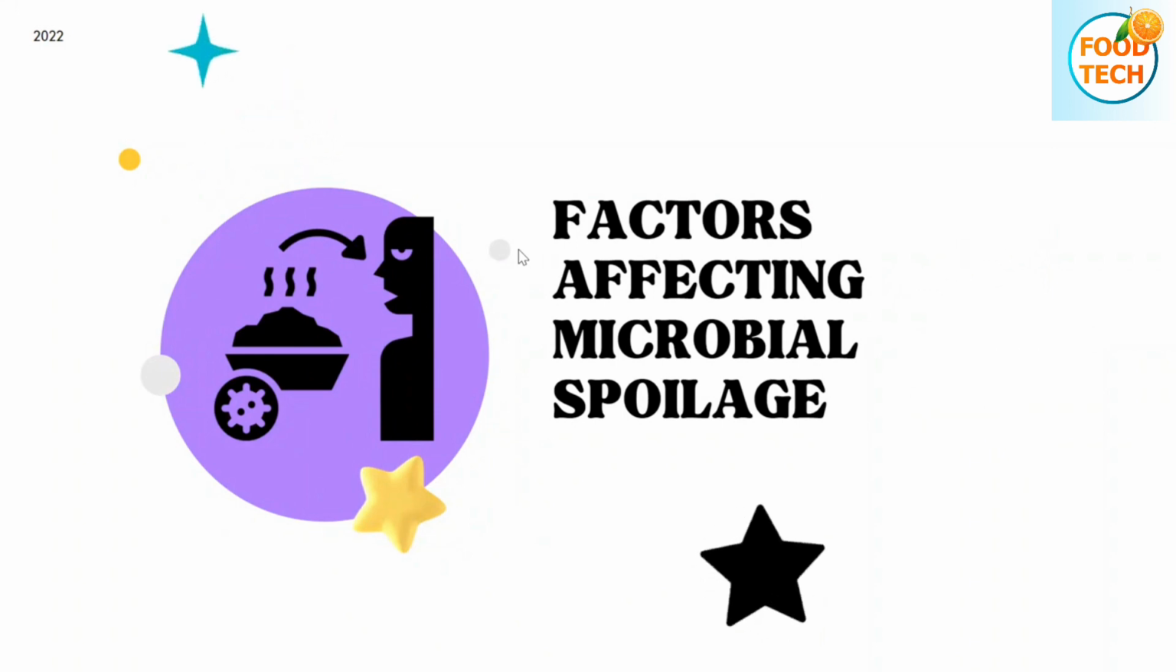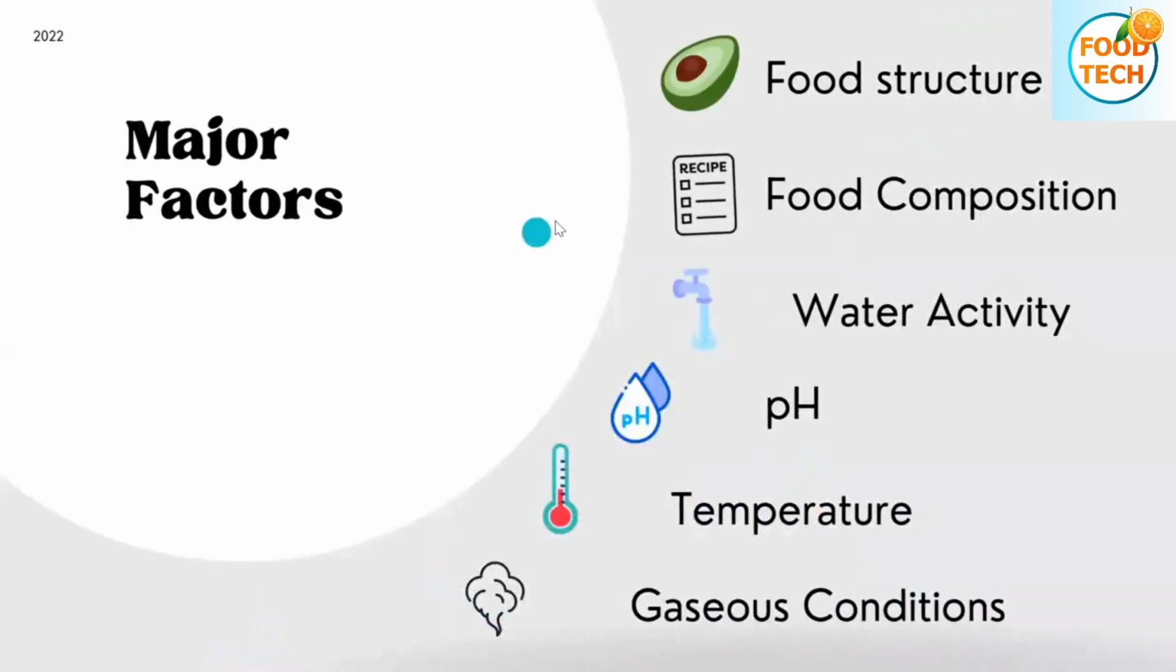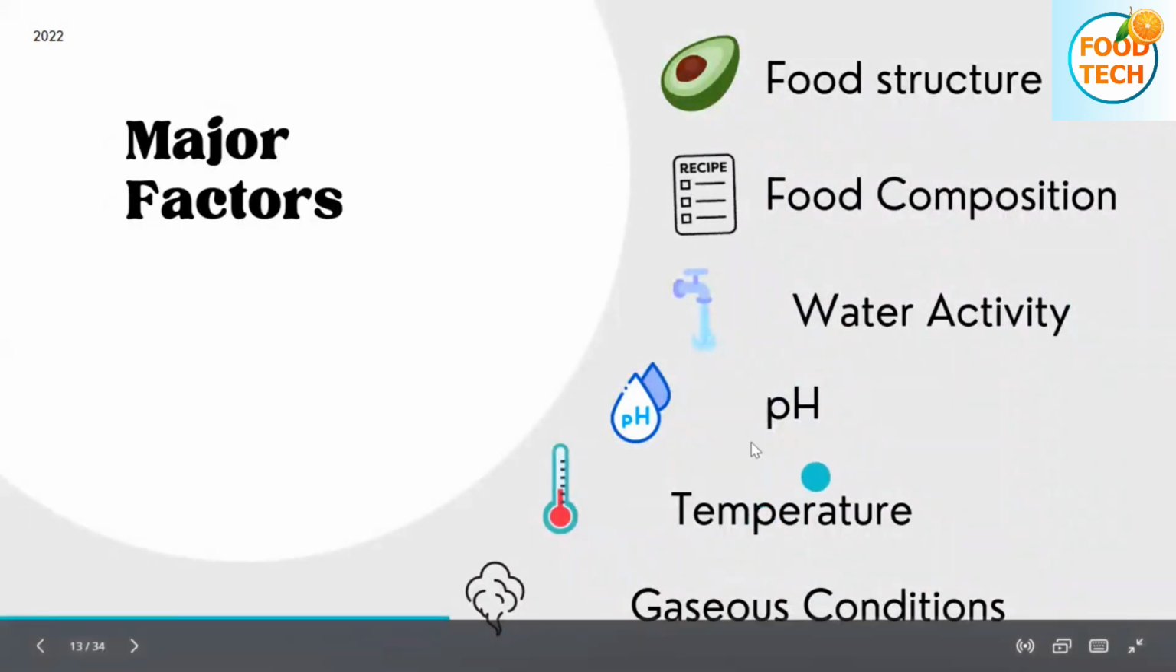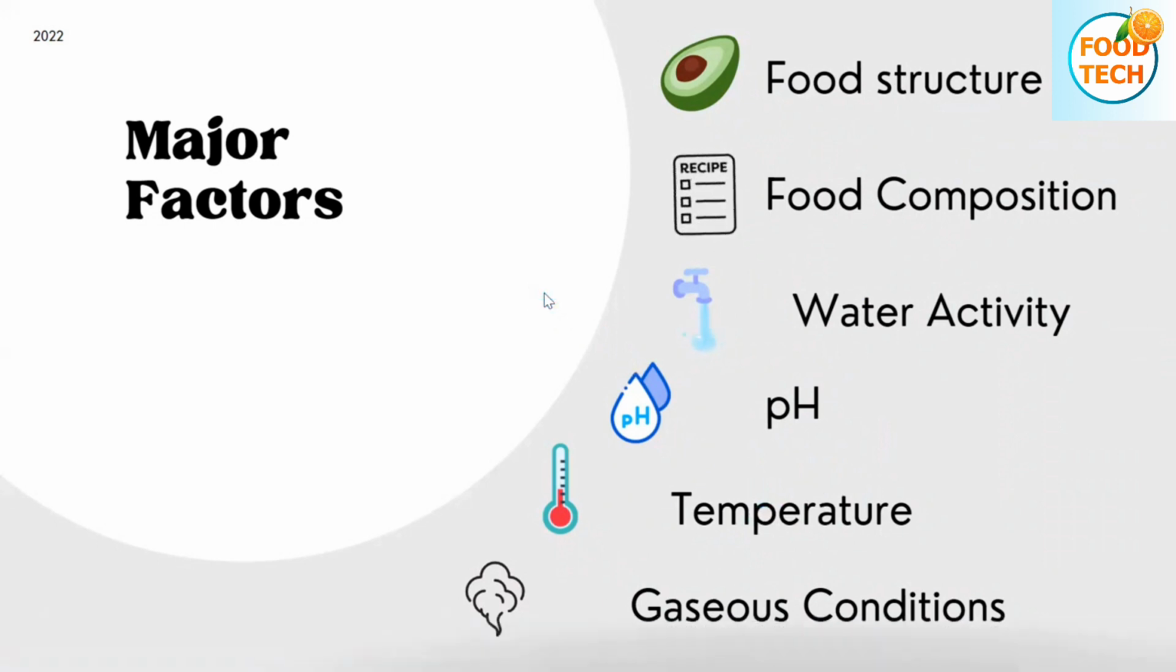So guys, this is a very, very important portion, because here you need to remember a lot of things. These are very factual things, and a majority of the times these are asked by the examiner. So just pay attention to this, because you need to remember these figures, right? The major factors responsible for food spoilage: food spoilage depends on food structure, food composition, water activity, pH, temperature, gaseous conditions. We'll discuss all these in detail, how these factors can impact microbial growth, right?